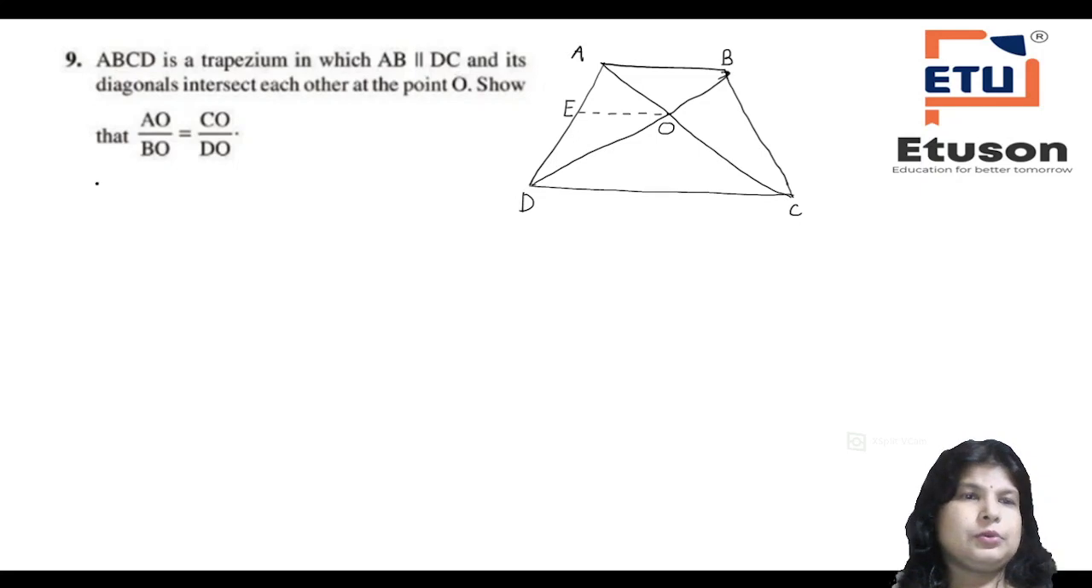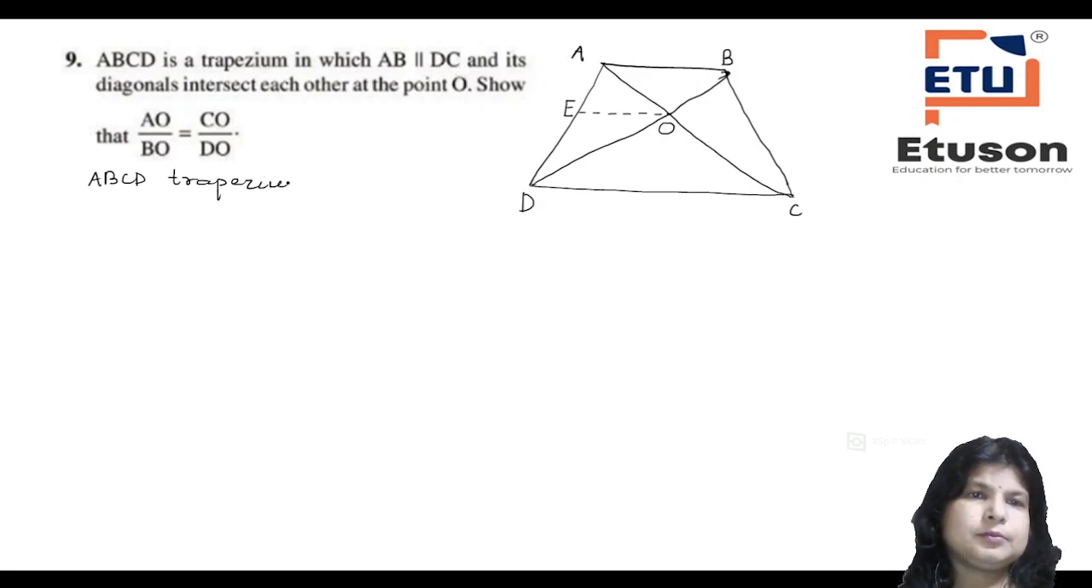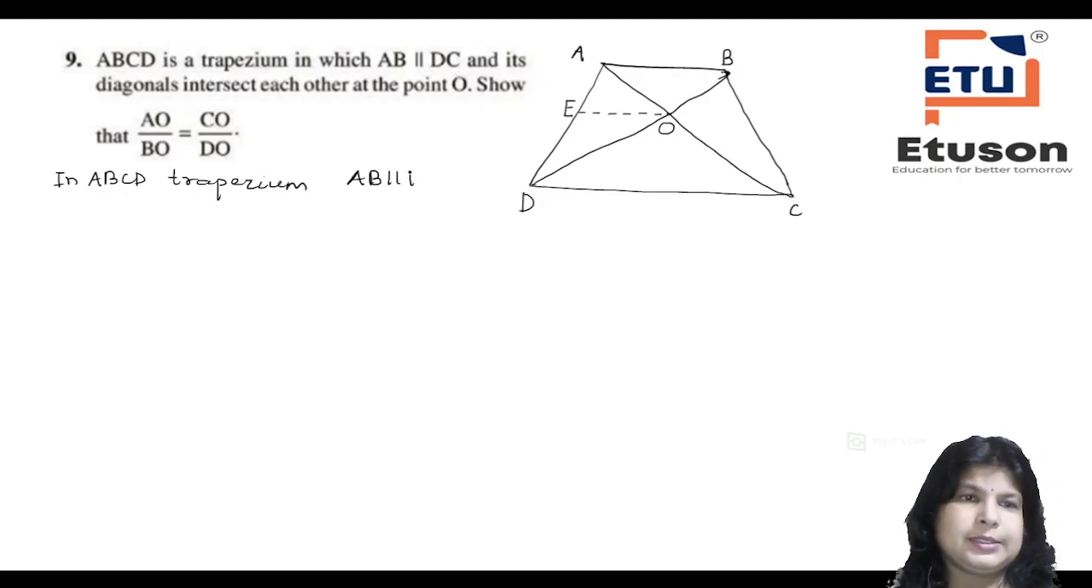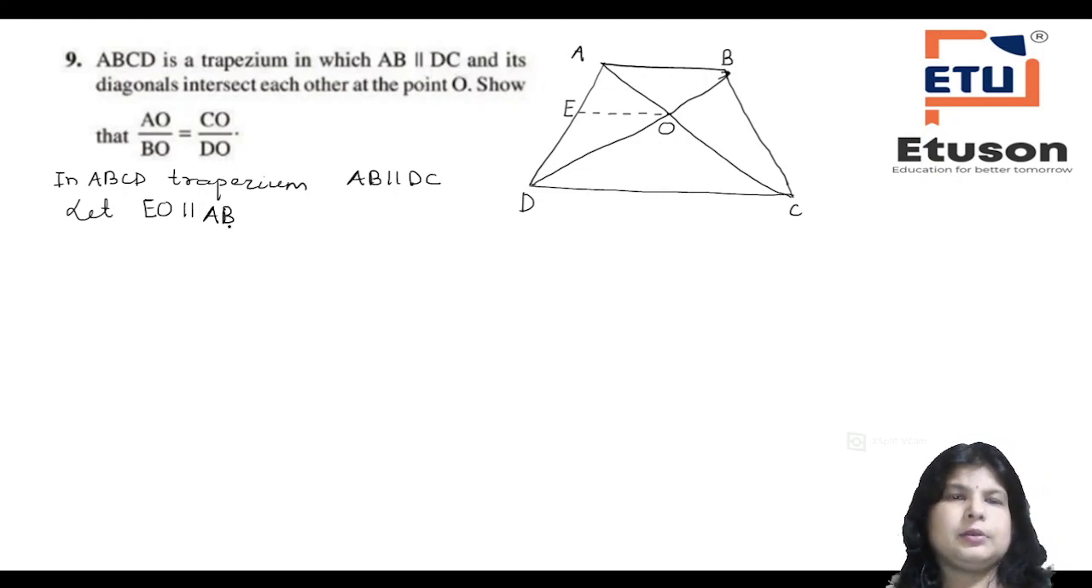Okay, so let us write down. ABCD trapezium. So in ABCD trapezium, AB is parallel to DC. Okay, let EO be parallel to AB. Right? So this is according to construction.